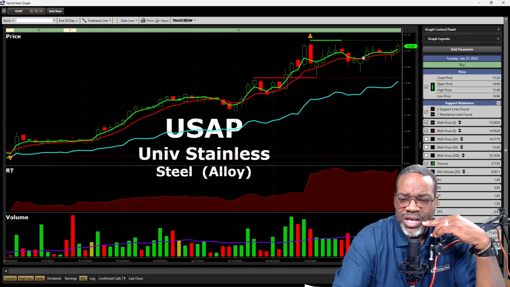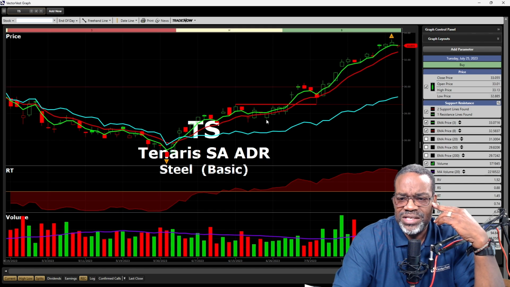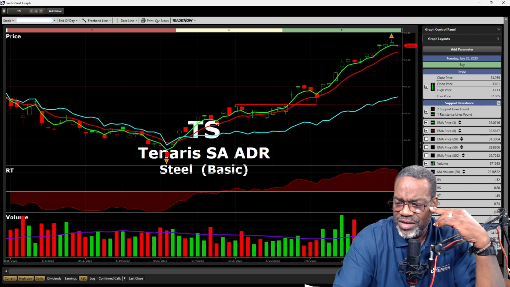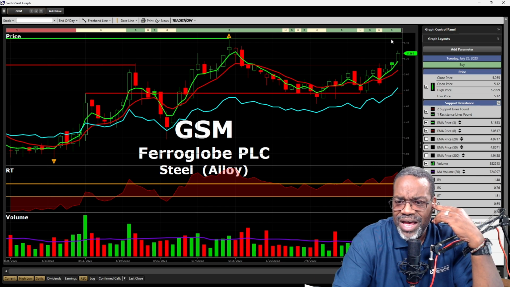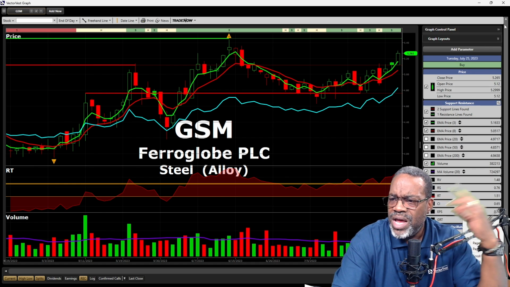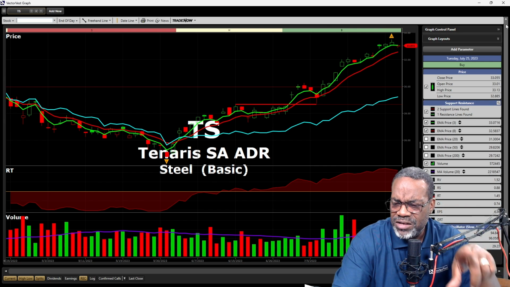USAP, I like. The 3 and the 8 just crossed after moving sideways, coming up to a level of resistance. There we go. TS, nicely moving higher. A little pullback today, but love the graph. Let's go to the next one. Wow, GSM looks really good. Nice open candle. I like GSM. I know that it's got a level of resistance up here. It's a buy recommendation. Volume is okay. RT is above 1. I'm going to take GSM. TS, I don't like the volume.